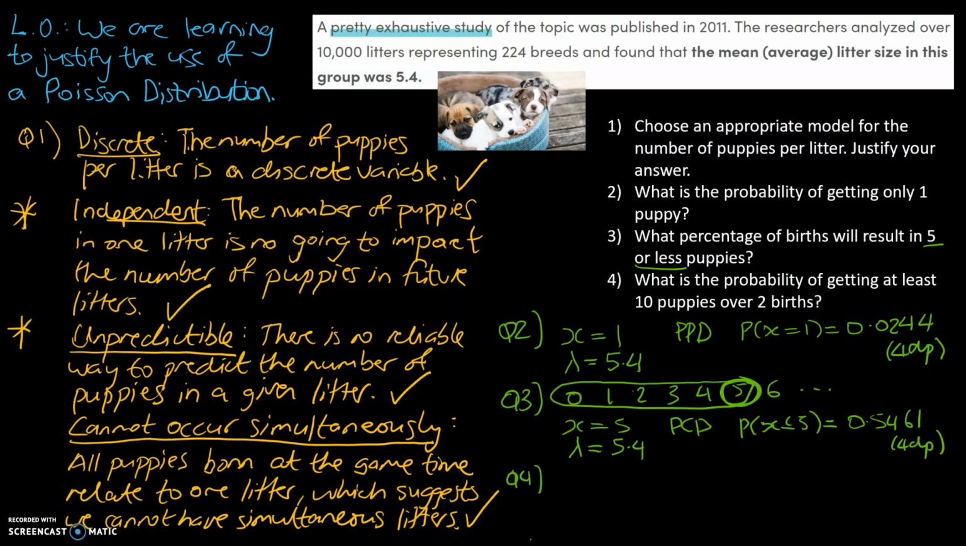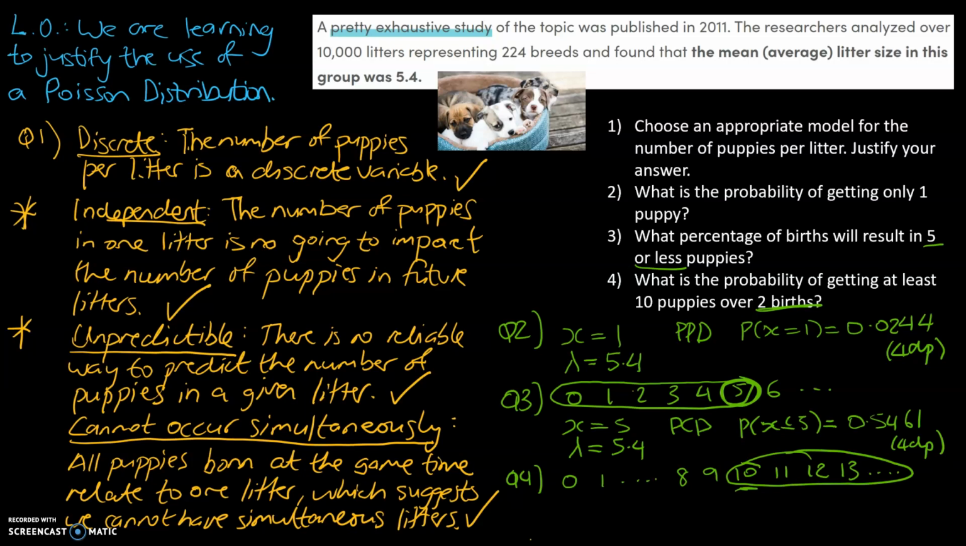And the last question: what is the probability of getting at least 10 puppies over 2 births? So over 2 births, we've now changed one of our assumptions, our lambda. So let's do that. Let's go 0, 1, ... 8, 9, 10, 11, 12, 13, and we'll just carry on. So let's circle the portion that we're interested in, at least 10. We've got to ask ourselves, does that include 10? In this case, I think it does again. So that's our range.